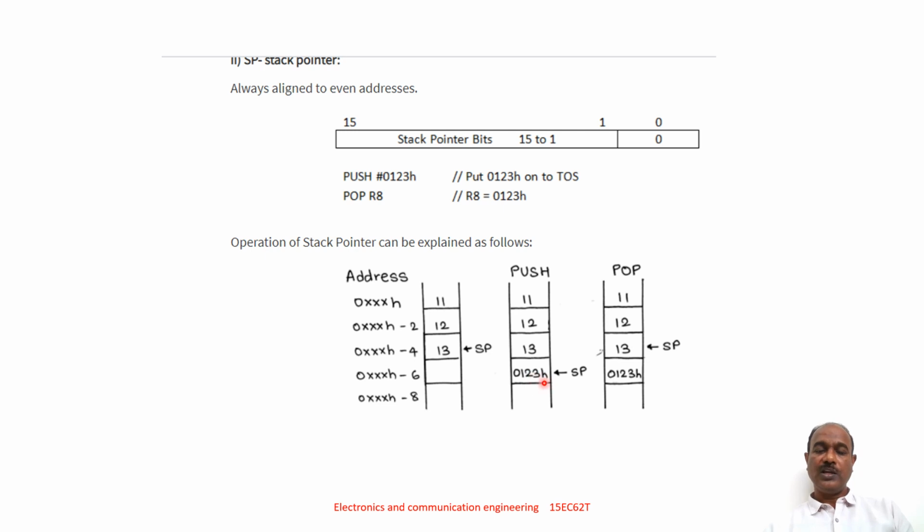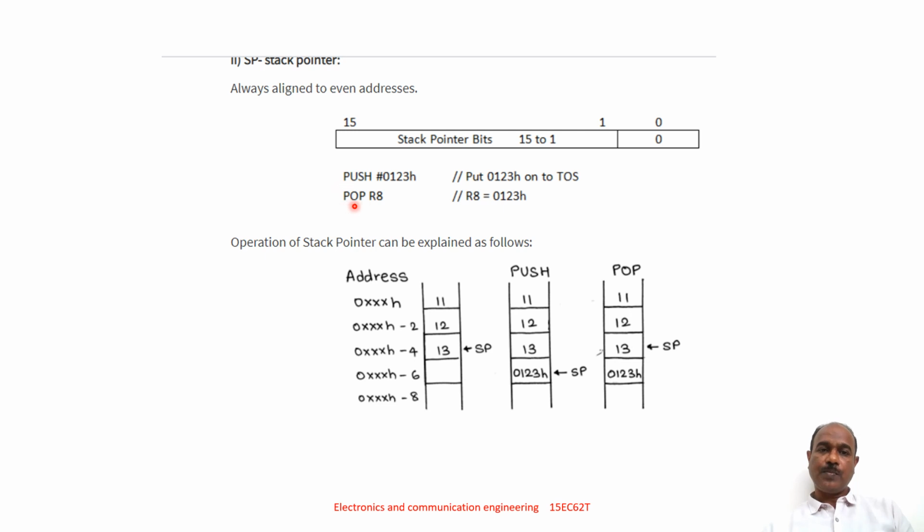Here they have shown all 16 bits in the same memory location because they are decrementing by 2 every time. In the previous slide I had shown each location individually, but here they are showing 16-bit locations at a time. So when I say push, the stack pointer will be decremented by 2, from -4 to -6. Then this 16-bit number will be stored onto the stack.